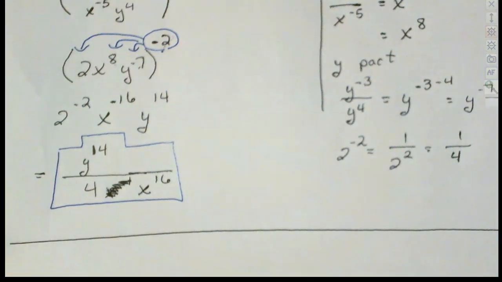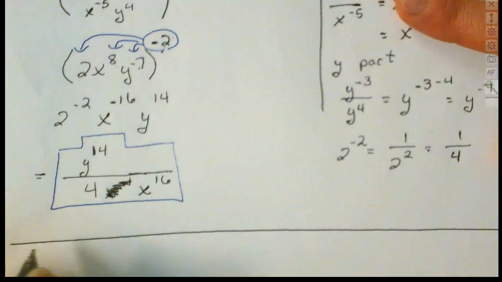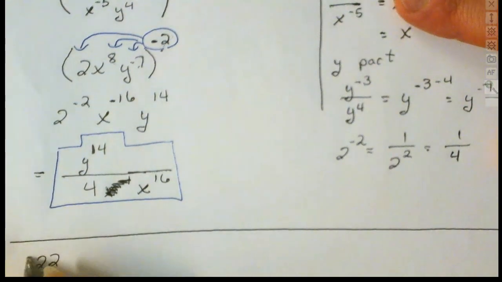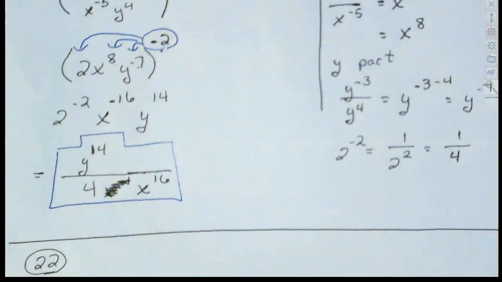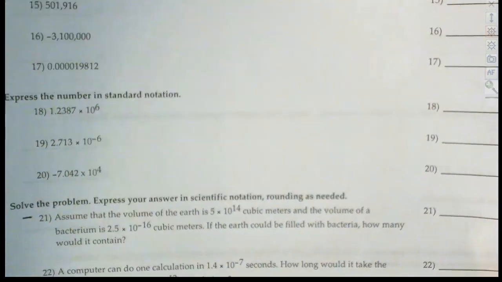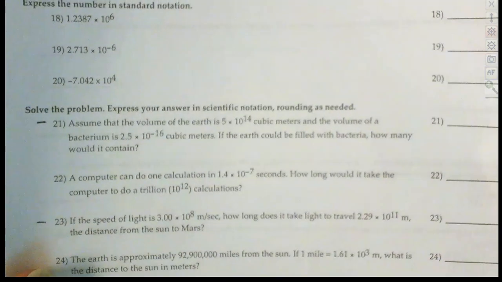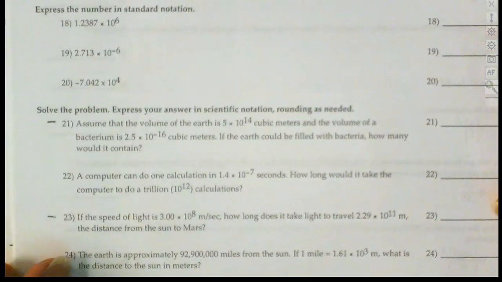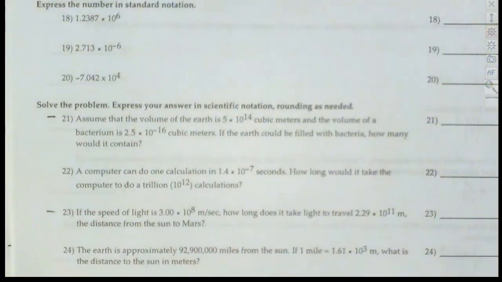And the next ones are going to be scientific notation. So we're going to be looking at question 22. And on these it says, express your answer in scientific notation. We're going to read the question, and we're going to think about what our answer's going to be. If it's going to be a short amount of time in this case, or a long amount of time.